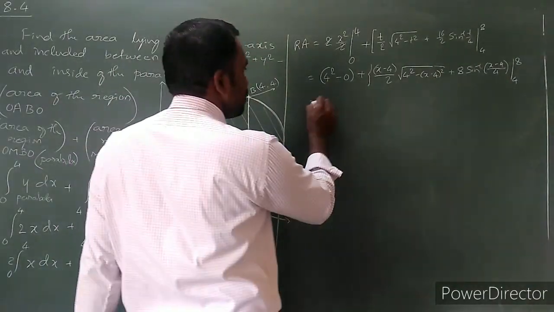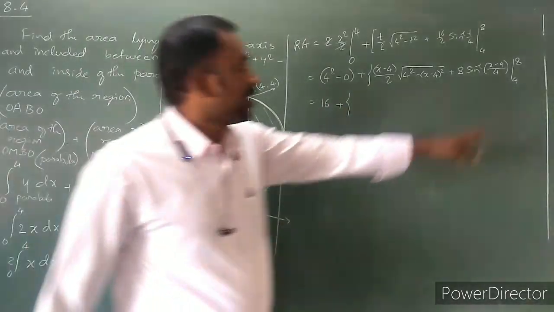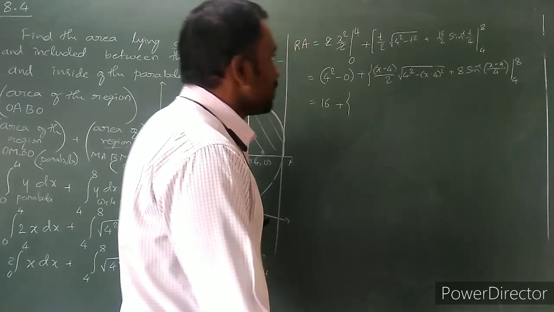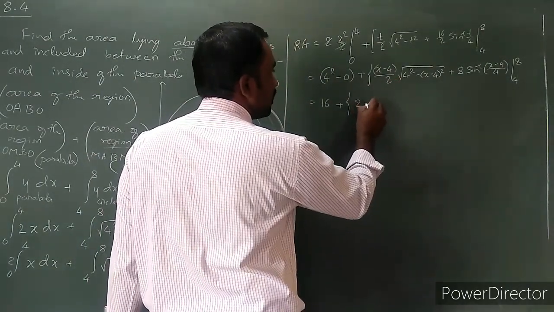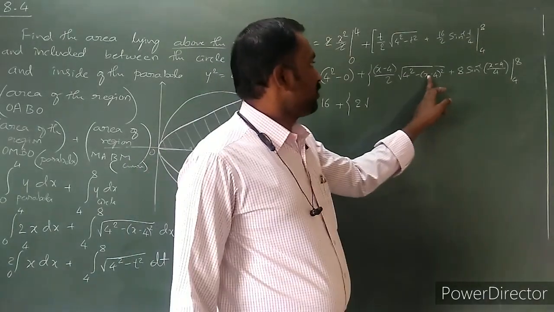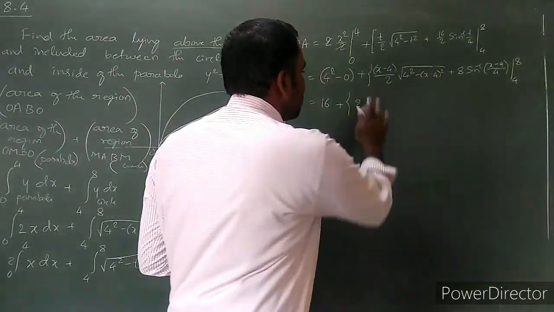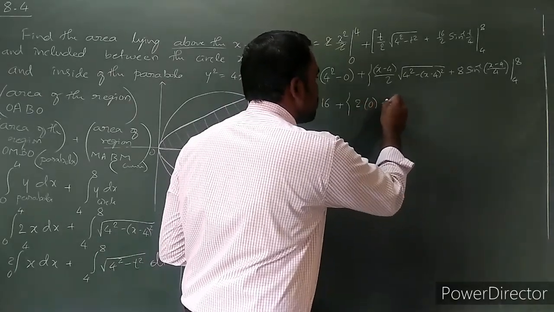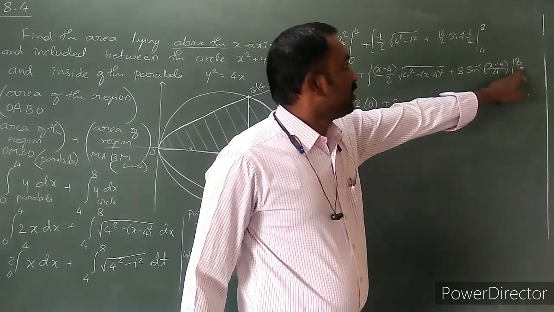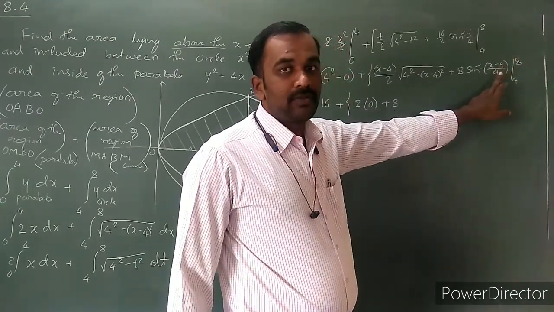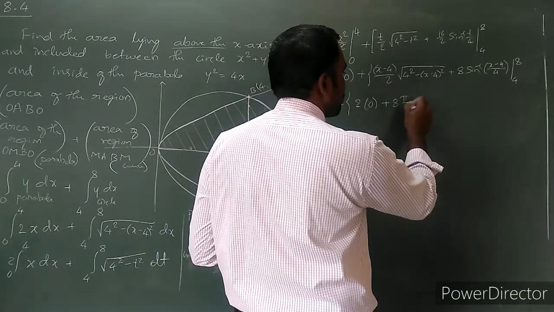Now 4 square is 16 minus 0, plus the upper limit. Apply the upper limit. What is the upper limit? 8 minus 4 is 4, 4 by 2 is 2 into root of (8 minus 4) is 4. 4 square is 16, here also 4 square is 16. This term is cancelled. 2 into 0 plus 8 as it is, sine inverse of (8 minus 4) is 4, 4 by 4 is 1, sine inverse of 1 is pi by 2.